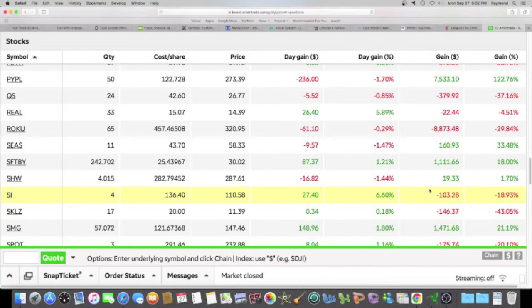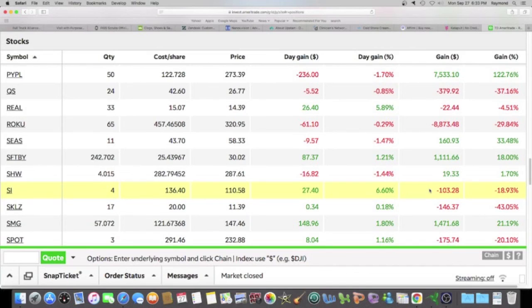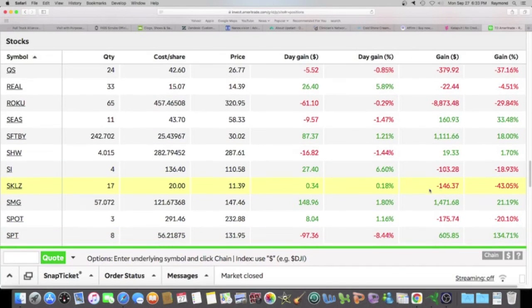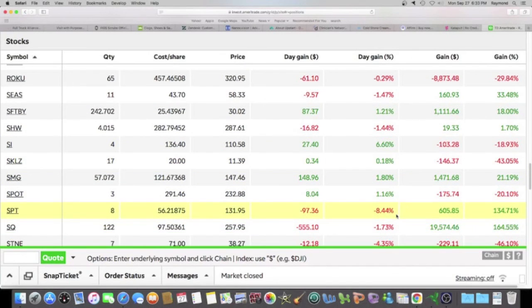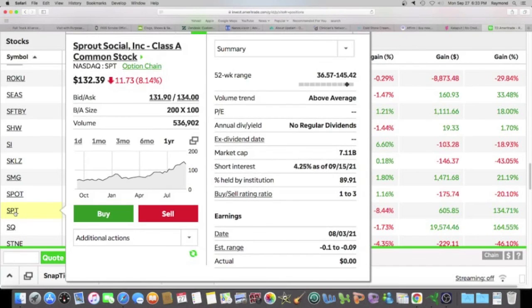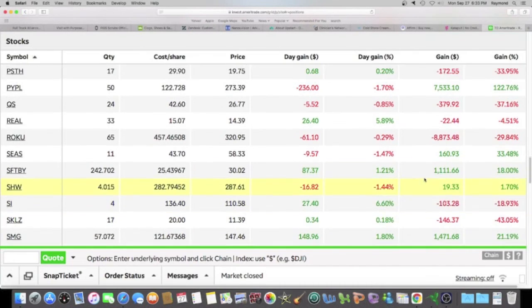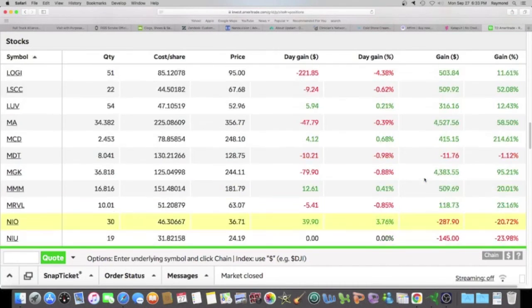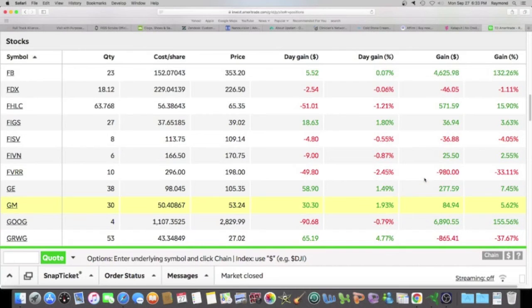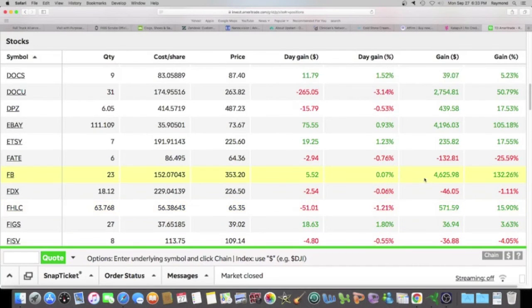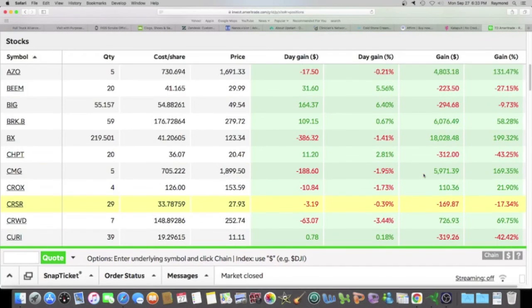My least performing stock of the day is right here. A couple of spots down. And I'm down negative 8.44%. I lost almost $100. The stock ticker is SPT, and this is Sprout Social. So let me scroll all the way up, and then I'm going to do a slow scroll so you guys can see every stock that I own.